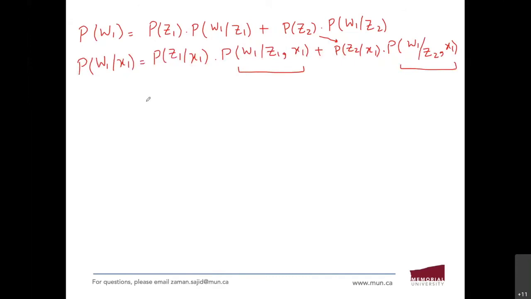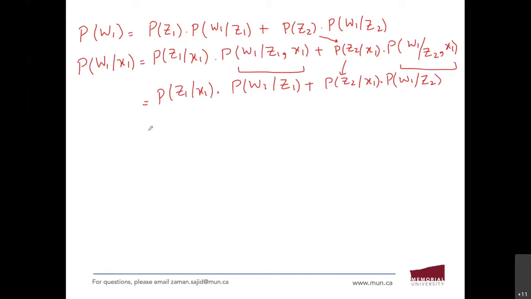In condition, we have the probability of Z1 given X1 times the probability of W1 given Z1, plus this term, the probability of Z2 given X1 times the probability of W1. Again, the Markovian condition applies and we get only Z2 here.